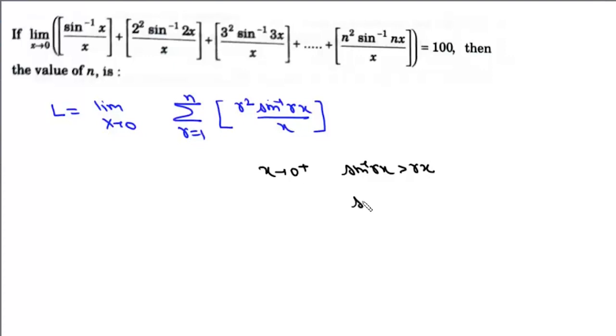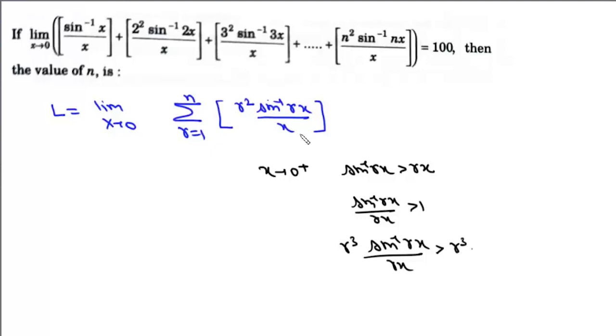So basically sine inverse rx upon rx will be greater than 1, and if we multiply by r cube, then we can write r cube sine inverse rx upon rx will be greater than r cube. So this value is r cube plus h.